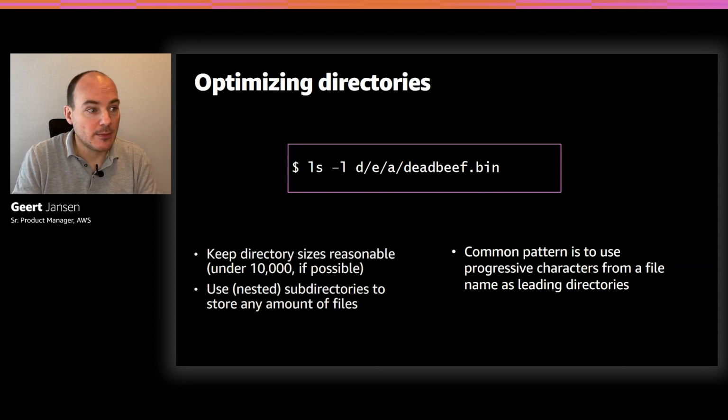If you have more files, the recommendation is to use nested subdirectories. One common pattern, which Unix file systems have been recommending for decades, is to use prefix characters from your file name as subdirectories. So I have a file called deadbeef.bin. It might be in a 3-level nested directory, with the first being the first character of the file name, then the second, and then the third. This will cut down by a lot the number of files in your directories, and make sure that your directories continue to be manageable.